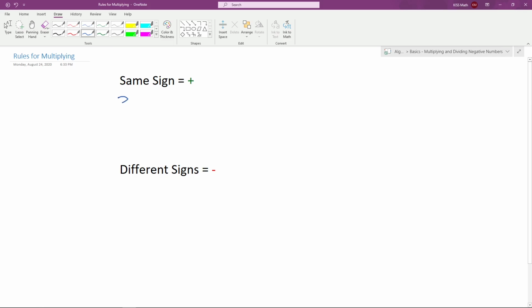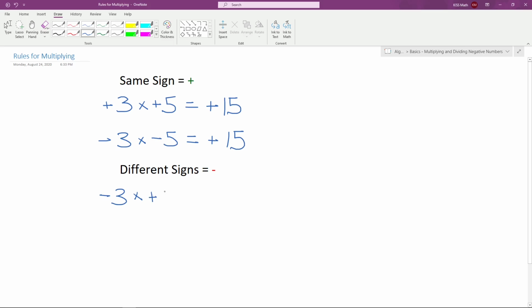So if you have something like positive 3 times a positive 5, the result will be a positive 15 because both the 3 and the 5 are positive. If you have a negative 3 times a negative 5, you'll also get positive 15 because both the 3 and the 5 are negative. But if you have a negative 3 times a positive 5, the answer will be a negative 15 because the 3 is negative and the 5 is positive. They have different signs.